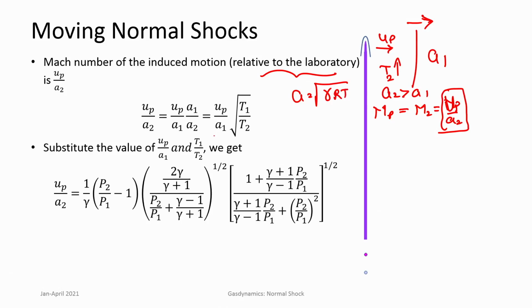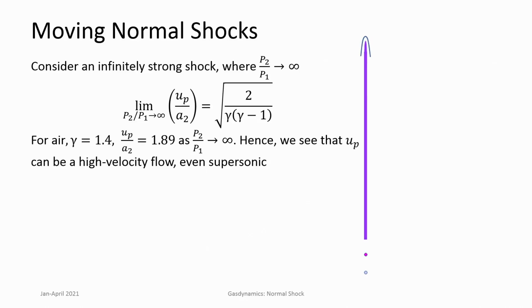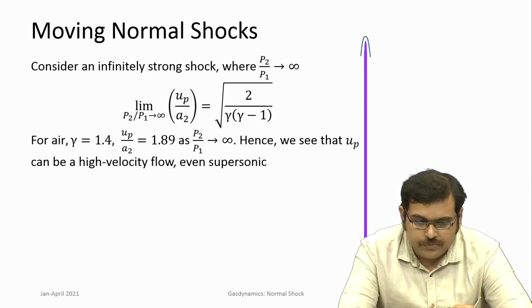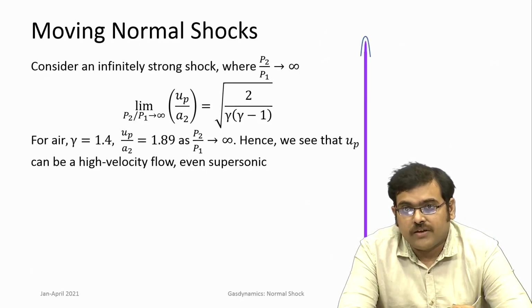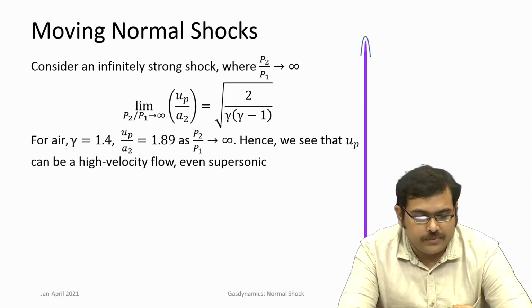So, this turns out to be square root of T1 by T2. So, if you substitute that, you get this expression solely in terms of the strength of the shock, P2 by P1. This is the motion of the gas. Okay. So, now let us take the limit as we had done previously for very large shock waves.